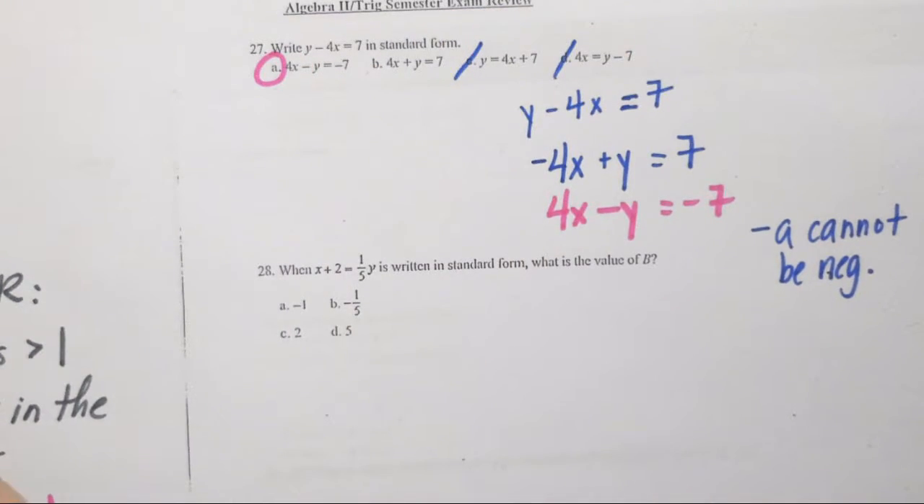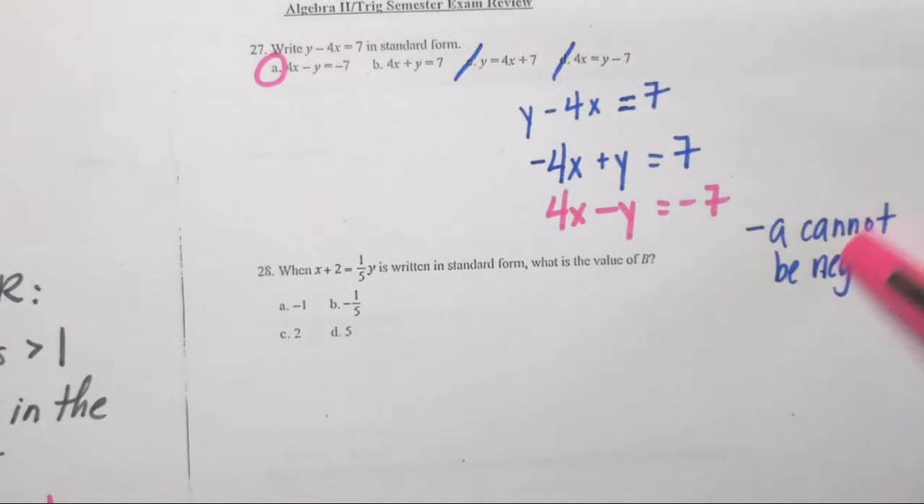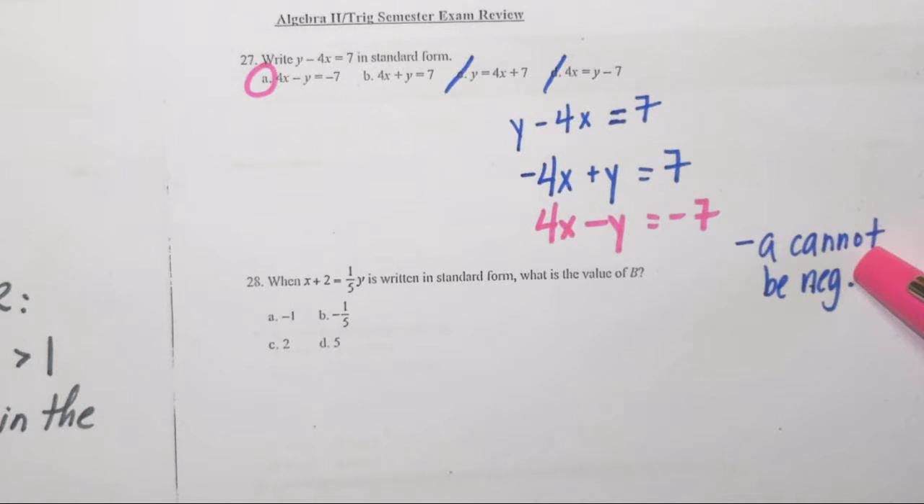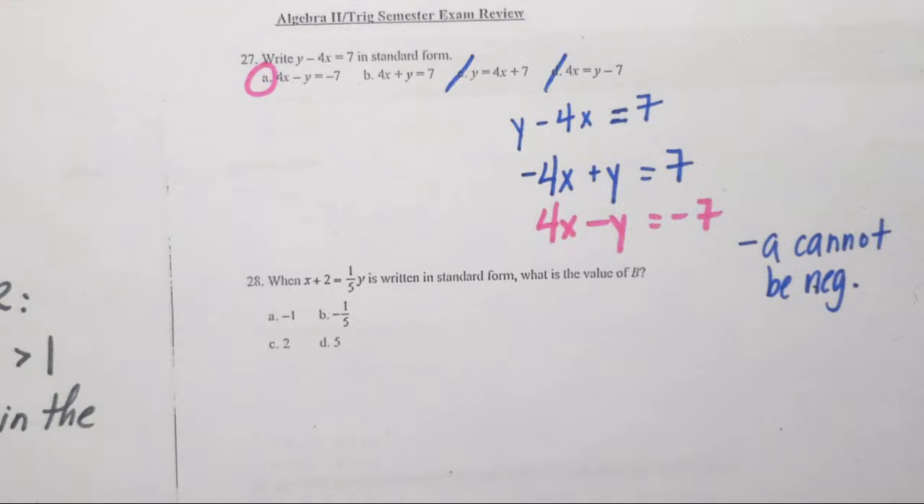But again, that required you to remember the rule that the leading variable, the number in front of the a, could not be negative. The number in front of the x has to be positive.